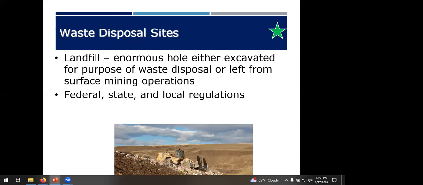So another environmental concern is our landfills. Landfills were either once the source of a mining project, so think of an old quarry or something, or dug specifically for landfills. They're usually lined to control drainage, like garbage juice. We want to make sure that that's controlled, where that goes, how that's regulated.